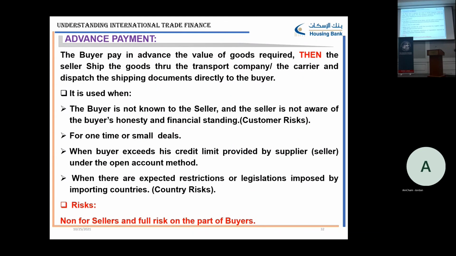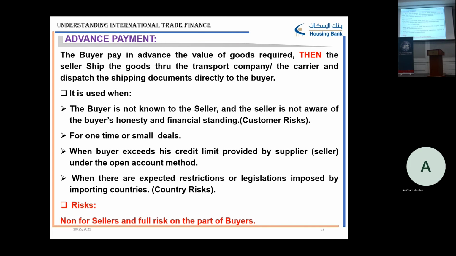And the advance payment, what does the advance payment mean? It means that the buyer will pay in advance the amount of the contracted goods, and then the shipper will manufacture the goods and then ship the goods to the importer. So the exporter must have their money in advance to even manufacture the goods and load the goods on the vessel and ship it to the importing countries.